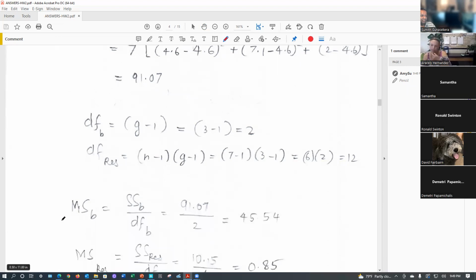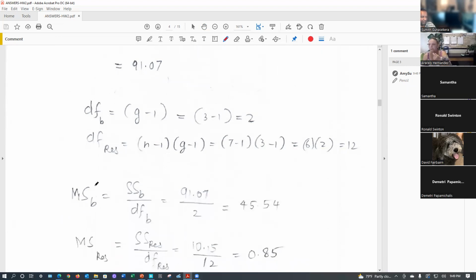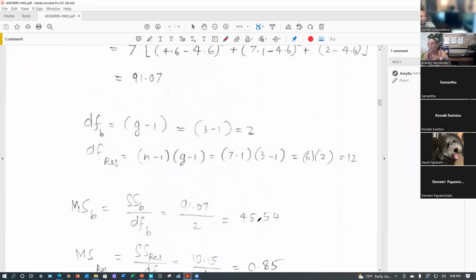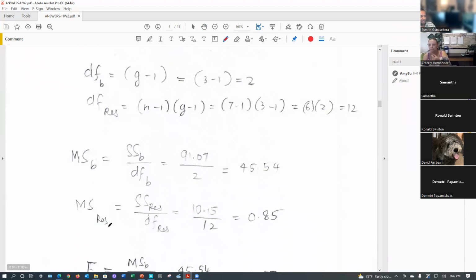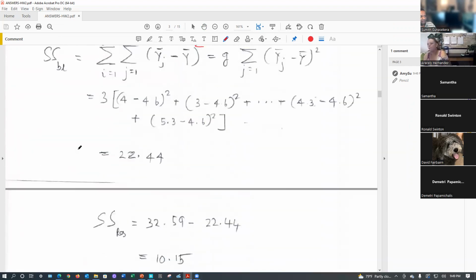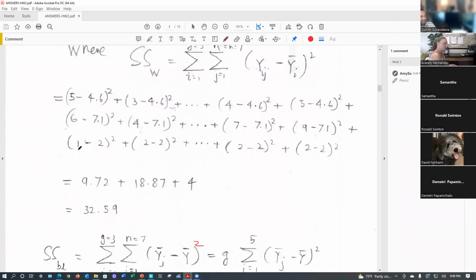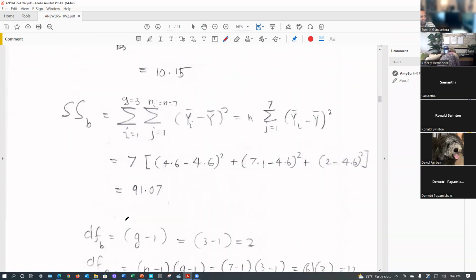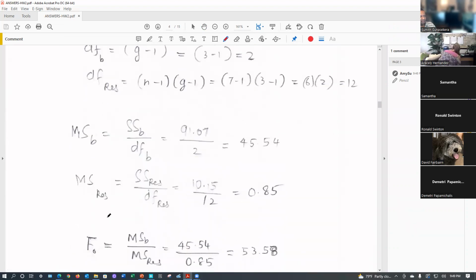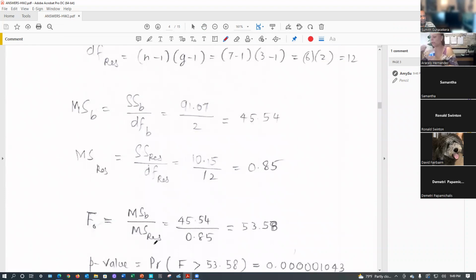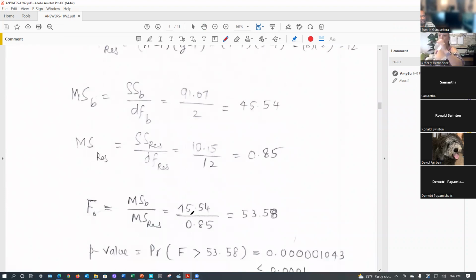Then I'm going to build up mean squared between, not the block, mean squared between. Sum of squared between divided by degrees of freedom of between, which is 2. Sum of squared between 91.07 divided by 2 is 45.54. Then mean squared residual: the sum of squared residual we already had, 10.15, divided by its degrees of freedom. Then they both will be divided. We have given 53.58.